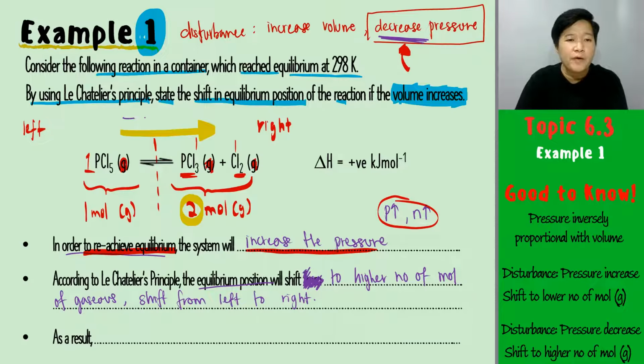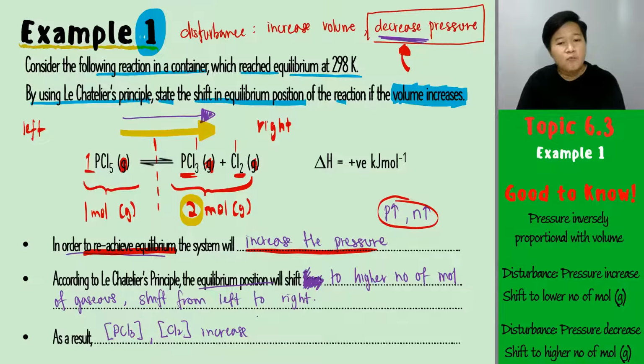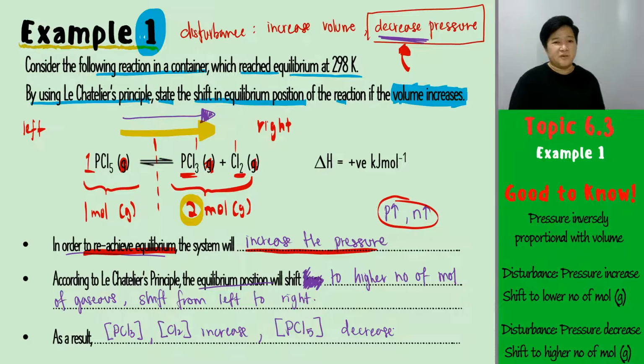Since we are moving to the product, obviously your product will increase. So your concentration of PCl3 and the concentration of your Cl2 will increase. And vice versa, we are moving from the PCl5, so the concentration of PCl5 as a reactant over here will decrease. Makes sense? Simple. And that is how pressure affects the equilibrium position.